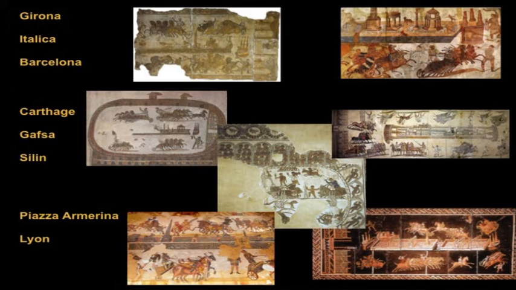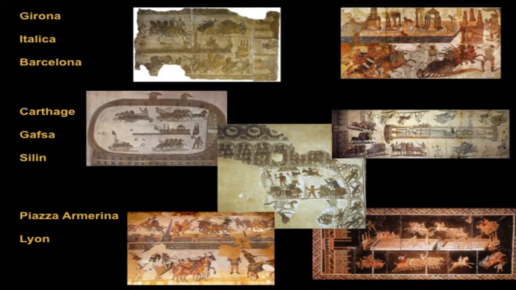And these are the ones from the Western Mediterranean. From Spain, Girona, Italica, which is very poorly known, and Barcelona. From Tunisia, Carthage and Gafsa, which is the latest one, and Silin, which is in Libya, and then Piazza Armerina, which is probably the most famous, on Sicily, and Lyon in France.